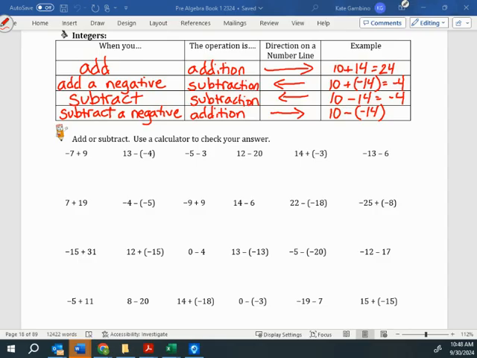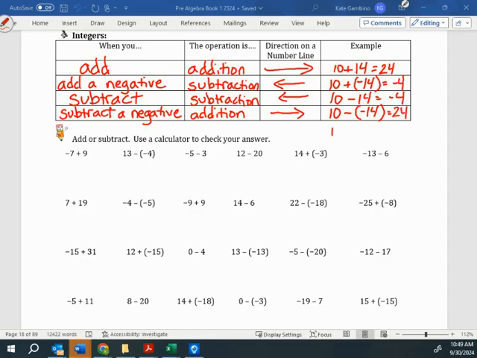What would my answer be? What would 10 minus negative 14 be, oh, we're changing it to adding. Christina? Negative 24. Say again? 24. That would be a positive 24.